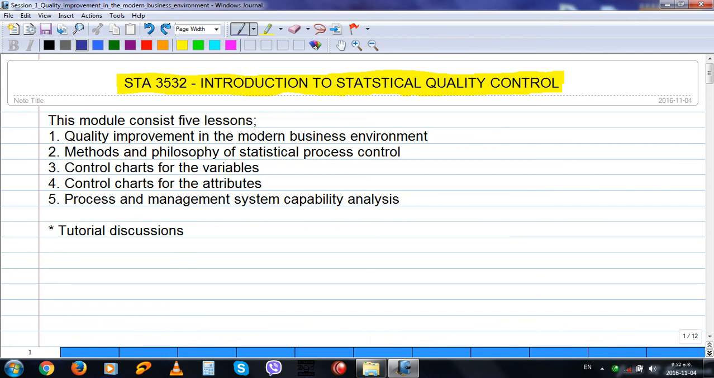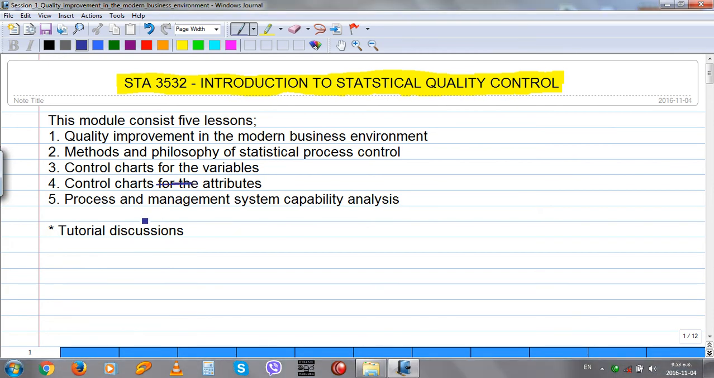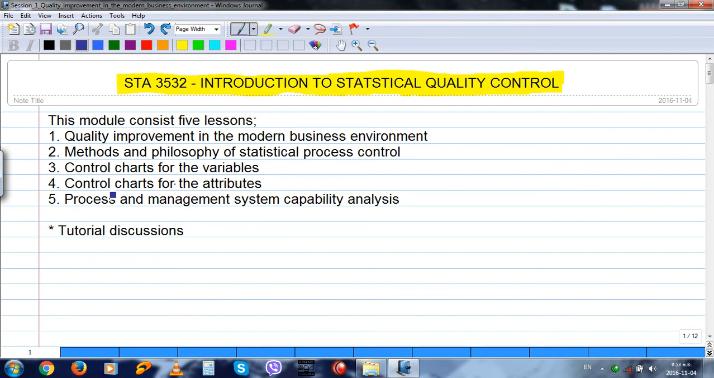STA 3532 Introduction to Statistical Quality Control. This is a 3-credit course. This consists of 5 lessons. First lesson is quality improvement in the modern business environment. Second one, methods of philosophy of statistical process control. Third one, control charts for the variables.